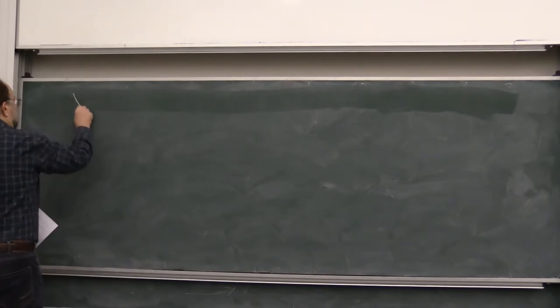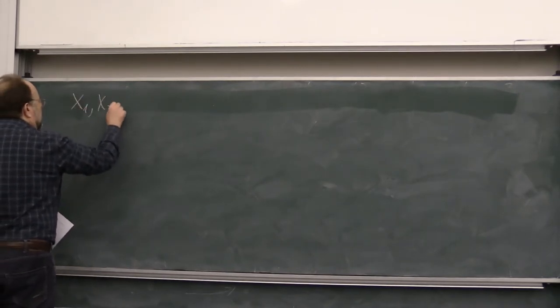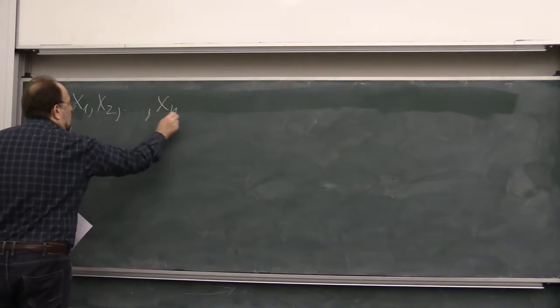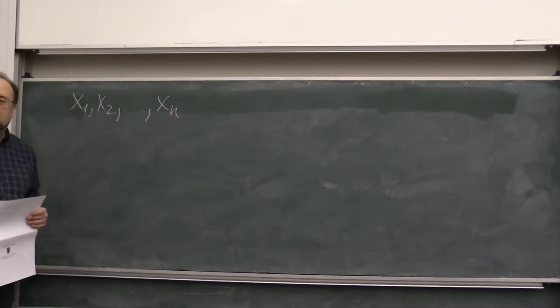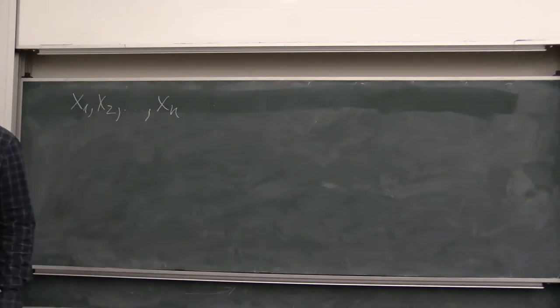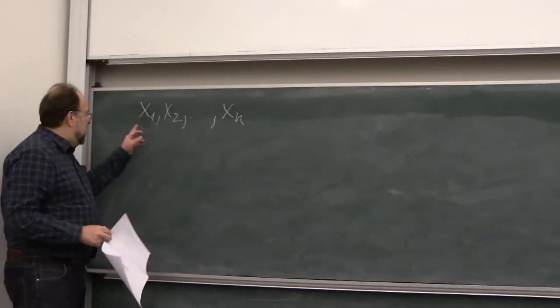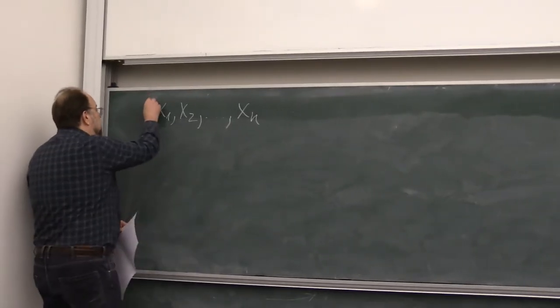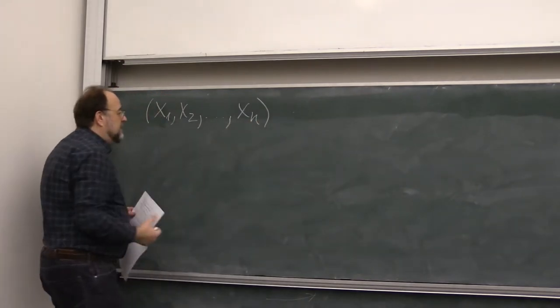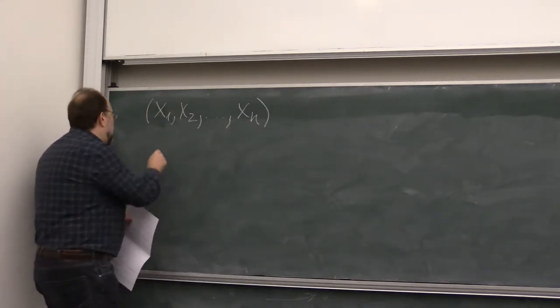So if you have a bunch of random variables, x1, x2, up to xn, okay, does everyone here know what a random variable is? How many of you have never seen a random variable? So all of you have seen a random variable. Where have you seen it? I haven't seen myself a random variable ever. I heard they exist. Okay, so this is a sequence of random variables of finite length is called a random vector.